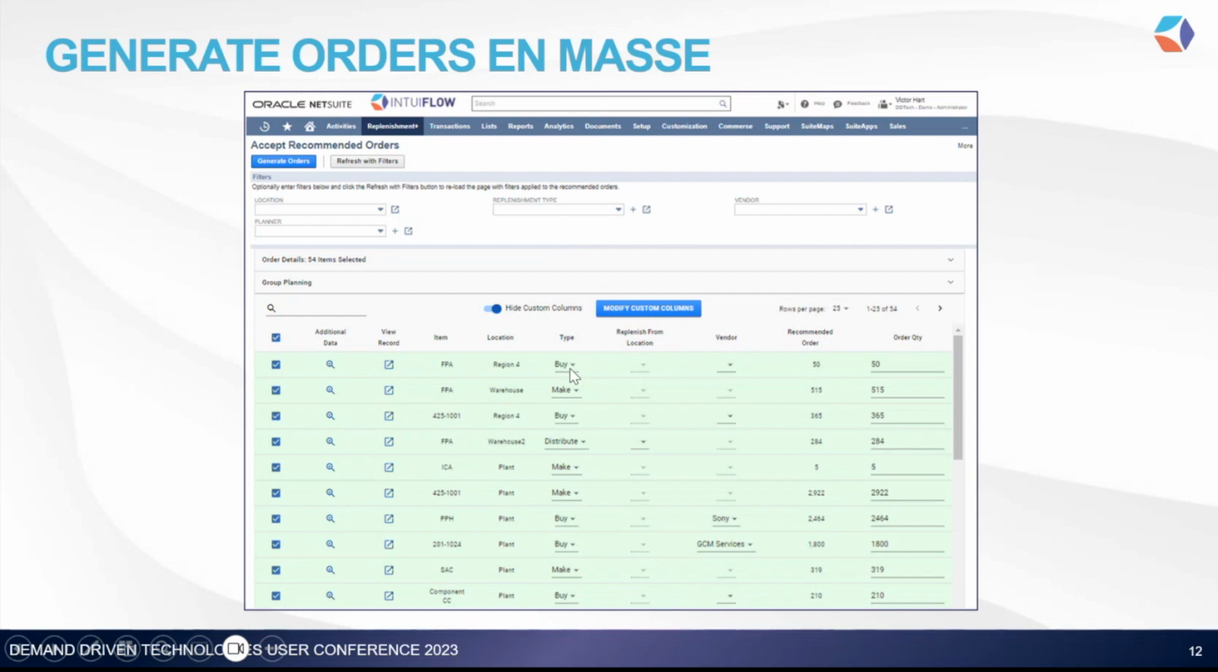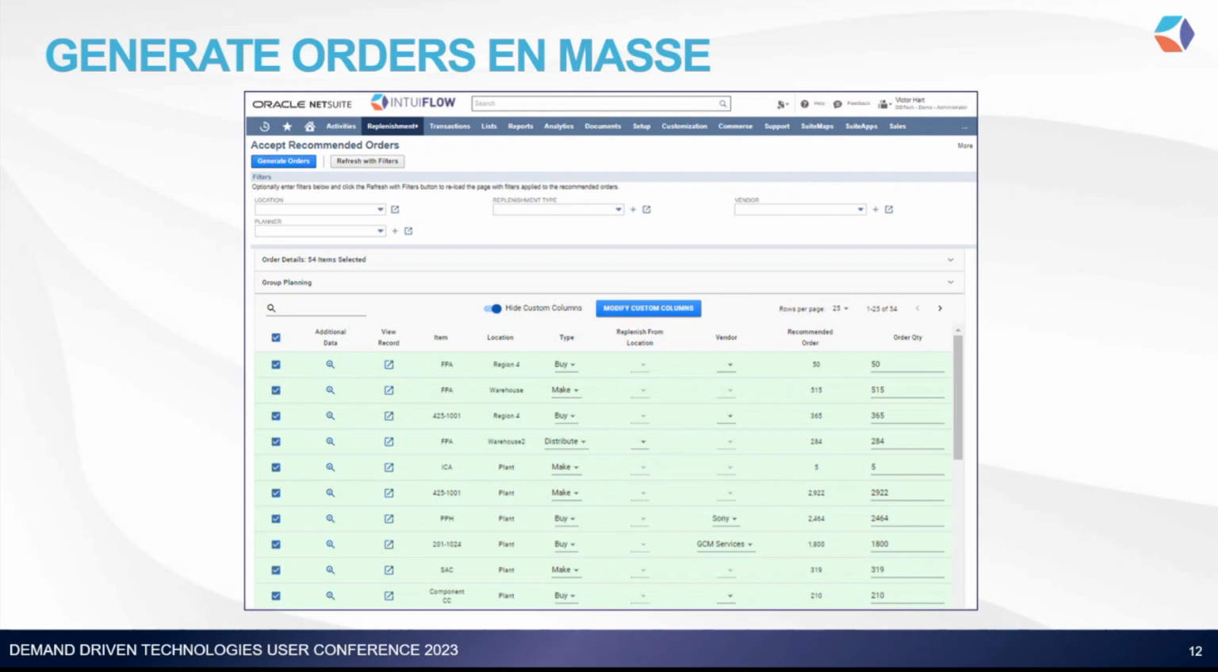I've got some purchase parts, make parts, and distributed parts in here. So if I wanted to, I could just select all of these items, click that generate orders button, and then Intuiflow would generate all of the corresponding transactions in mass, to simply go through whatever approvals, processes, or workflows you guys have established around those transactions.